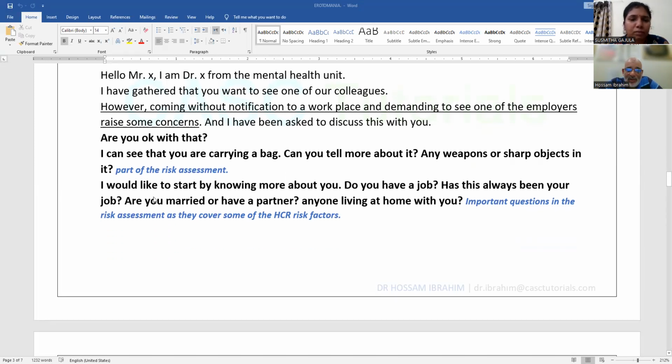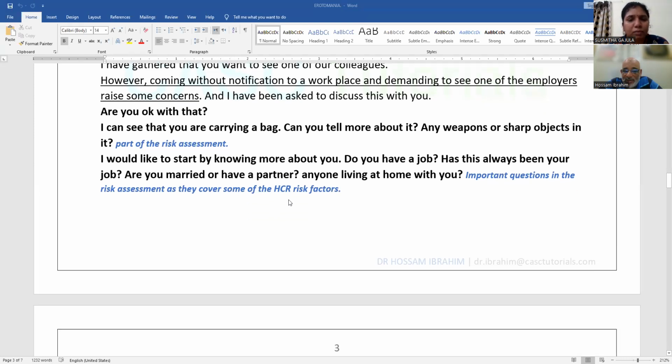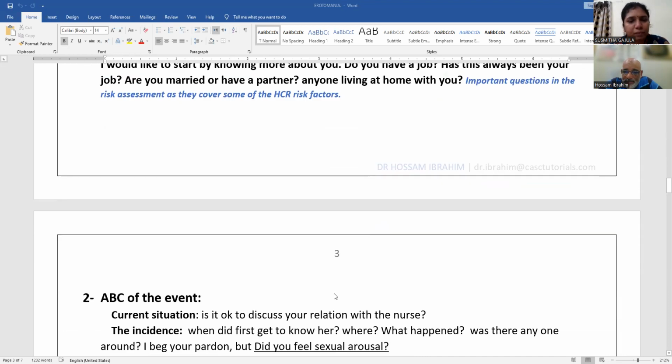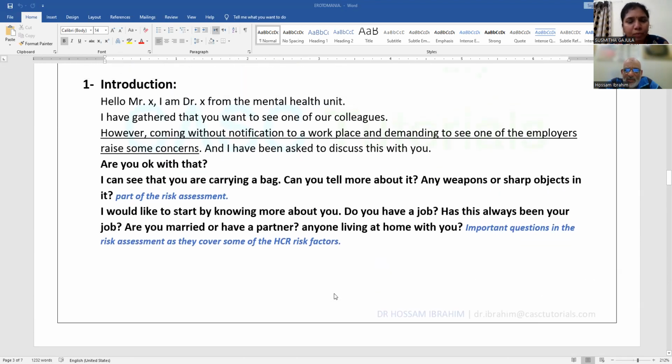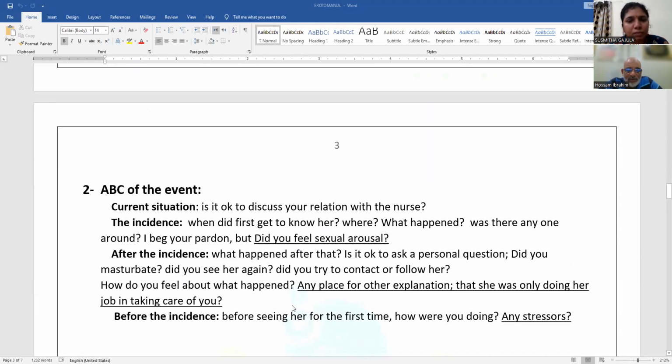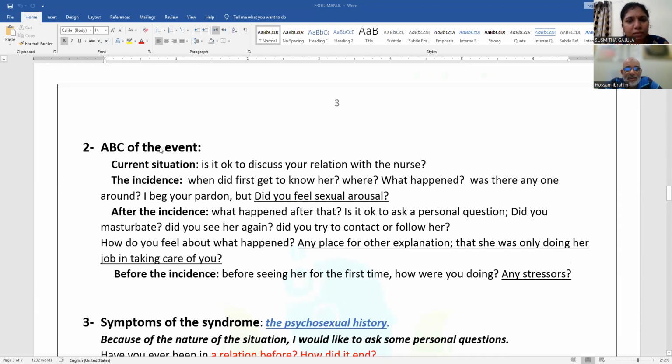And as I always say, I would like to start by knowing more about you. Do you have a job? Has this always been your job? Are you married? Is anyone living with you at home? These are important questions in the risk assessment as they cover the HCR risk factors. This is how you start the station, because you wasted a lot of time in the beginning, with why am I talking to a psychiatrist. I felt that you found it difficult to get over this particular challenging communication skills point. And then you ask about the ABC of the event.